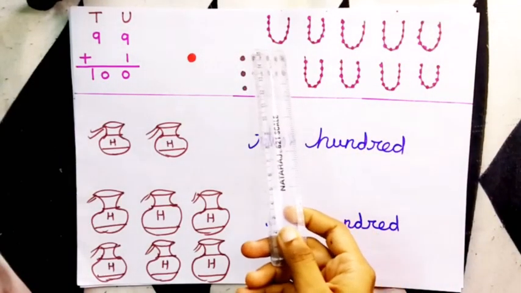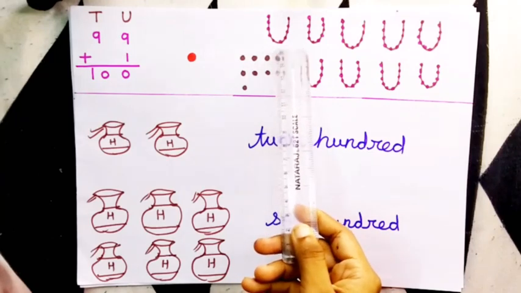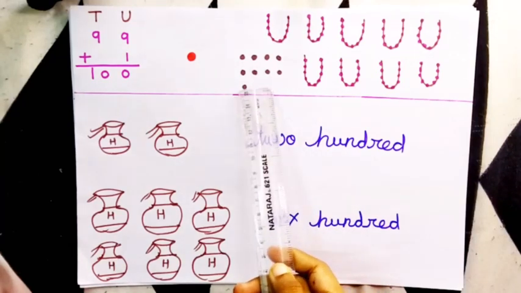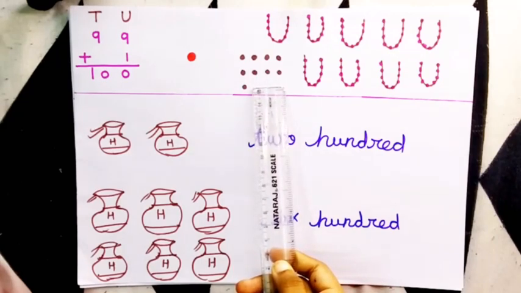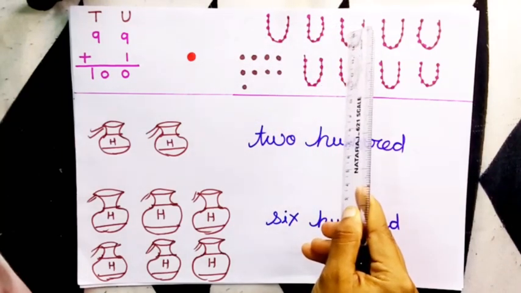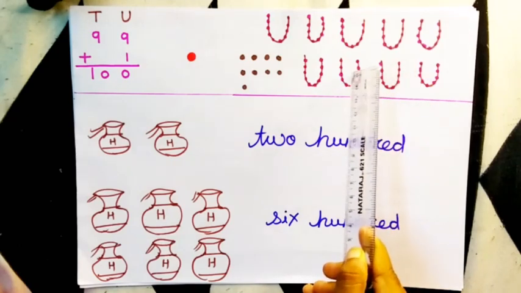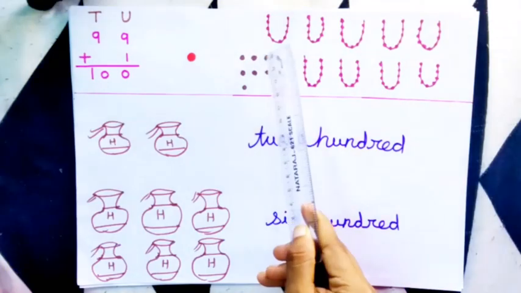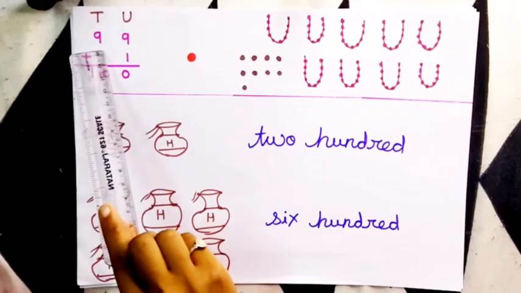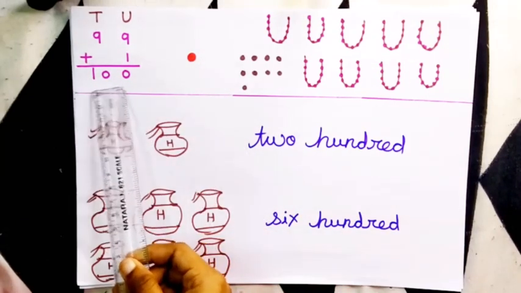Here, in one string, 10 beads are there. Total, we are having 9 strings over here, and remaining 9 beads are there. So let's count the beads. 10, 20, 30, 40, 50, 60, 70, 80, 90. And these 9 beads. So I have written here 99. If I add one bead to it, then it will be 100.